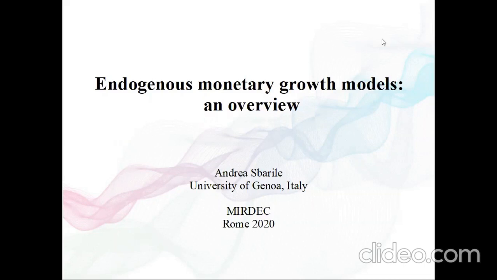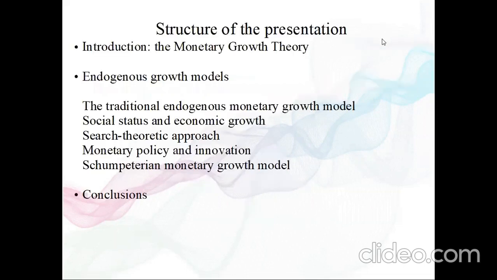This is the structure of the presentation. I introduce some elements relative to monetary growth theory, and the argument relative to endogenous growth models will be traditional endogenous growth models, social status and economic growth, the Tobin ethic approach, monetary policy and innovation, and the Schumpeterian monetary growth model. And after, some conclusions about these arguments.